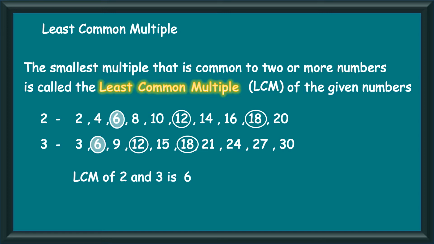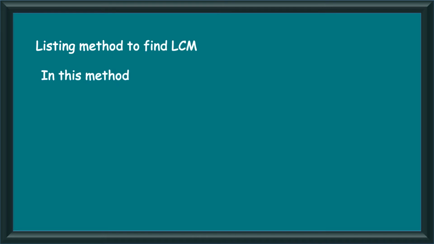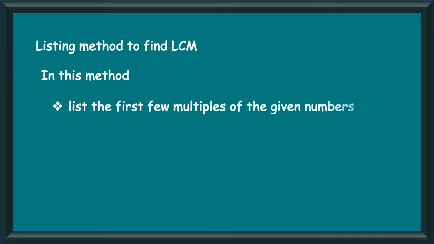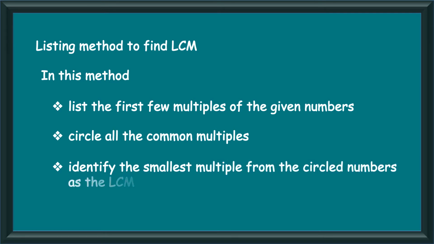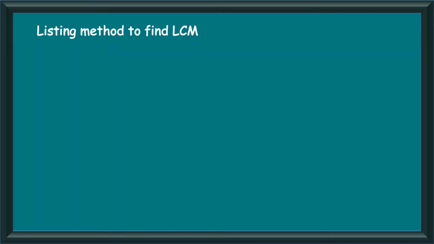This method of listing the first few multiples of two or more given numbers to get the smallest multiple which is common is called the listing method. In this method, we begin by listing the first few multiples of the given numbers. After that, circle all the common multiples and thereafter identify the smallest multiple from the circled numbers as the LCM. We'll do one more example.